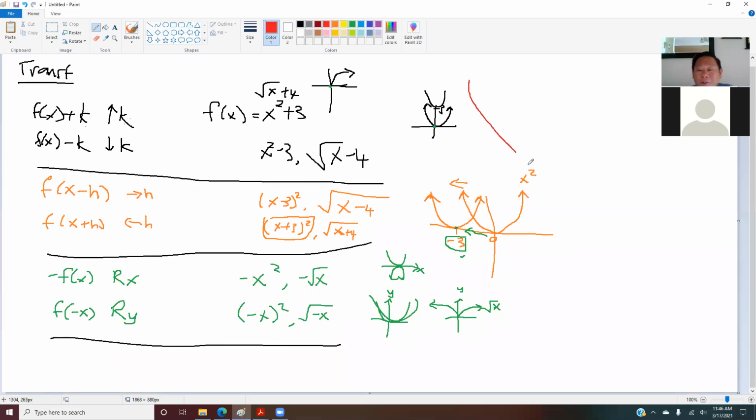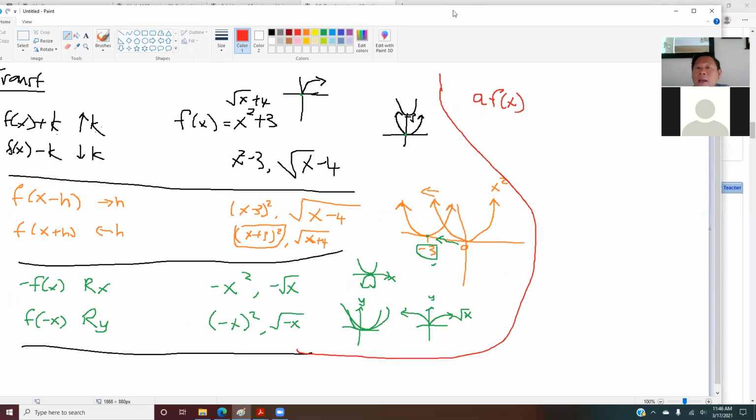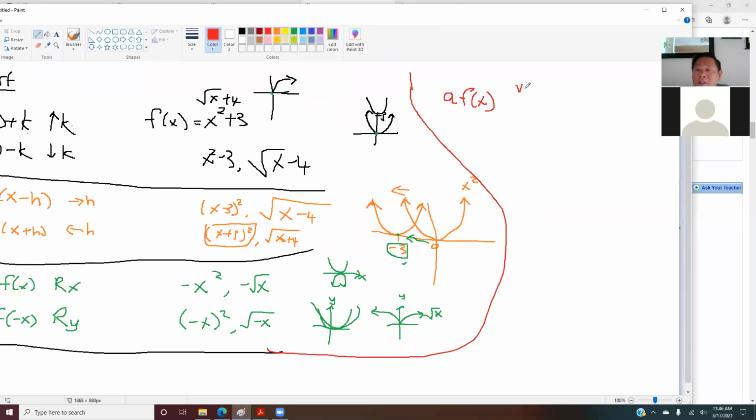All right. And you need to know all these transformations. The next transformation is called a non-rigid one, which means that you have multiplied with a constant. So if you have a times f of x, a has been multiplied to the function of x, not added or subtracted, it's been multiplied. This is what we call a vertical stretch or vertical compress. Or sometimes your textbook uses shrink. Compress and shrink are the same thing.